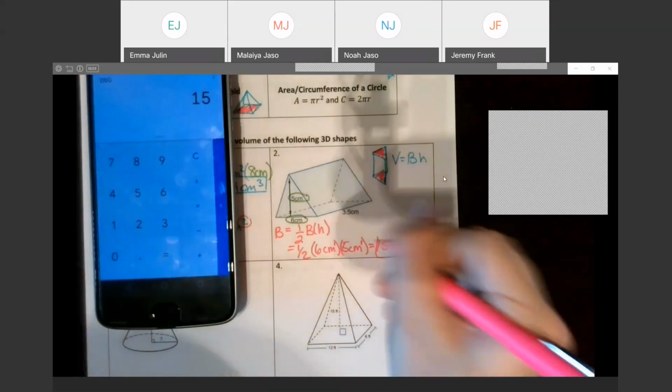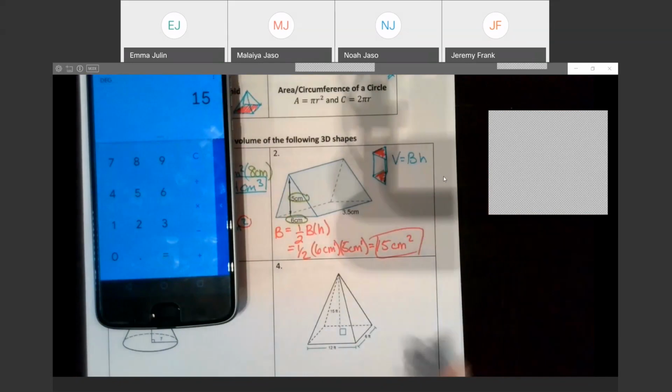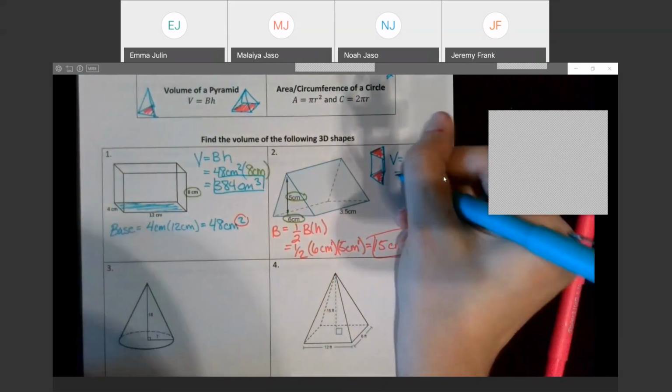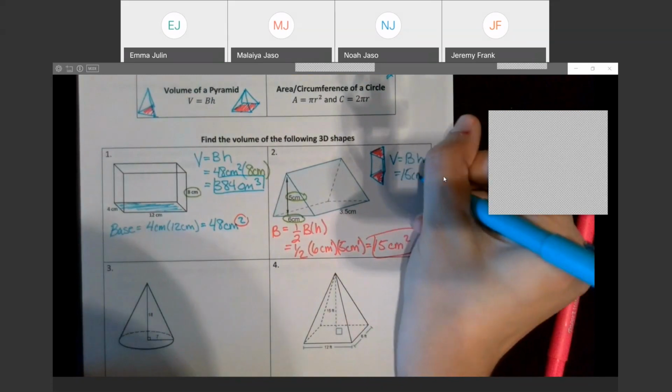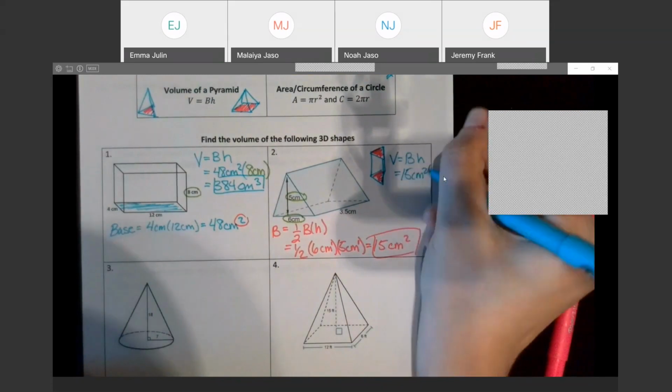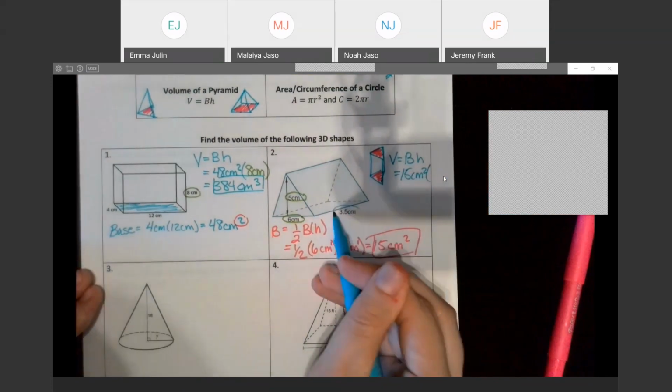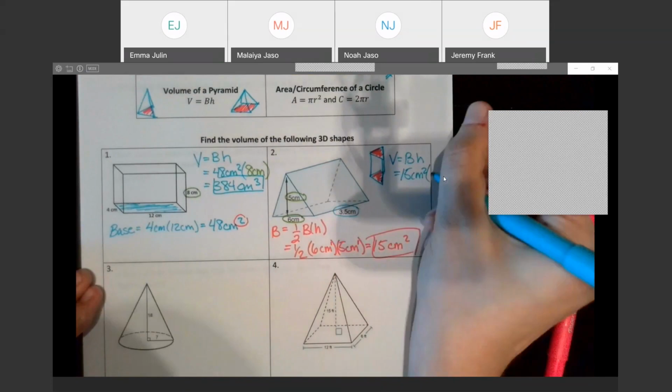So that right there is my base. I'm going to plug it back into my volume formula up top. So I have 15 centimeters squared. And my height here, even though it's laying down, is listed at 3.5 centimeters.